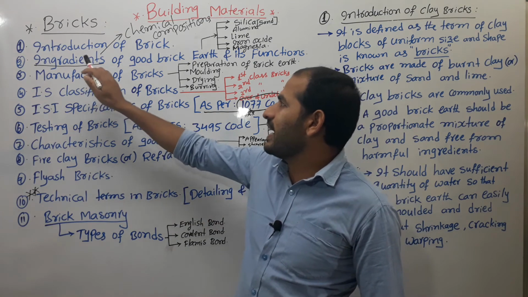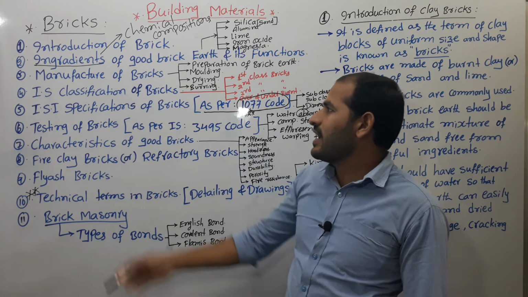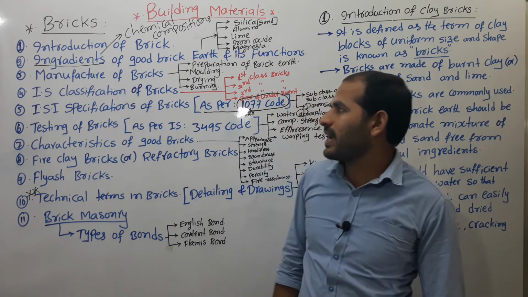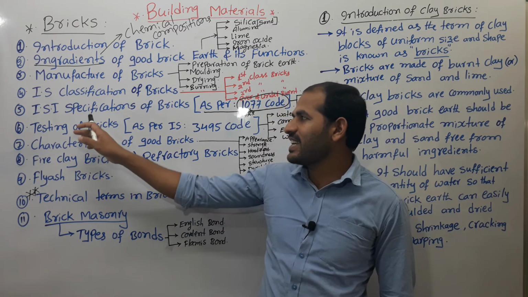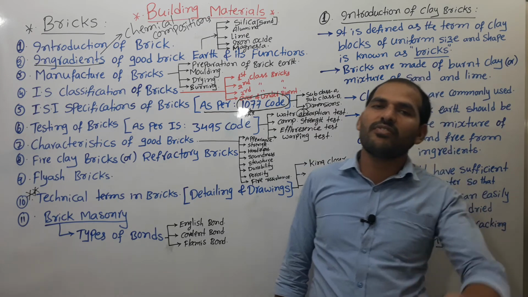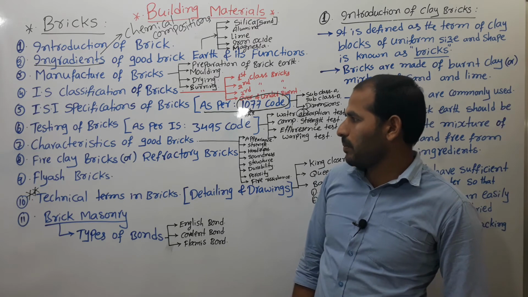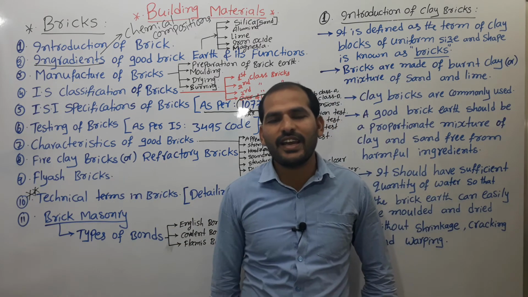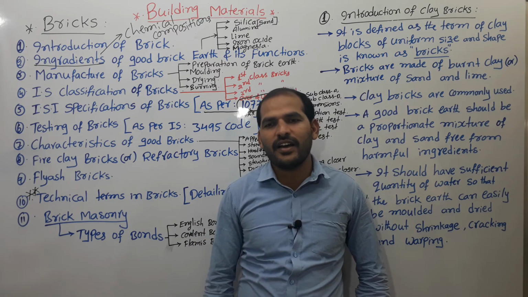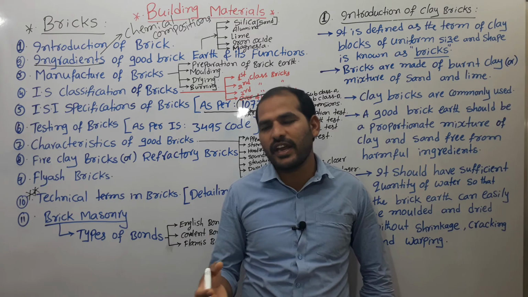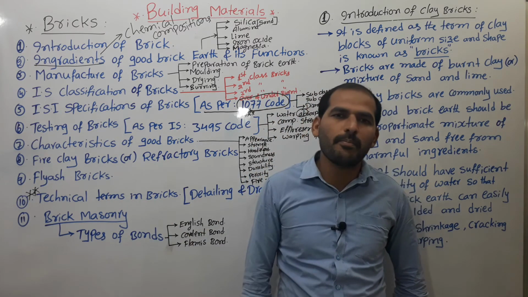After the introduction, the ingredients of a good brick earth and the function of those ingredients. Next, the manufacturing process of the brick. Next one is IS classification of the bricks. Next one is ISI specification of the bricks. Next is different tests on the brick. And the characteristics of good bricks, and what are fire clay bricks and refractory bricks. What are fly ash bricks? And the last one is brick masonry.